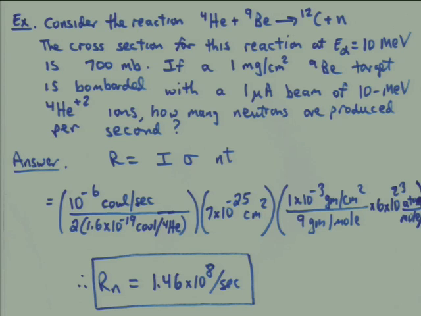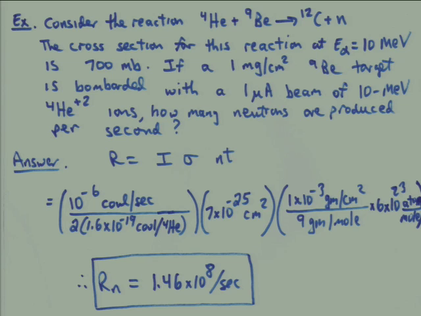Let's just go through a simple example which is closer to the kind of problem you had on your homework already, and see how we use the idea of a total cross-section to calculate something. So I'm going to consider the reaction shown up here. It's the reaction of helium-4 with beryllium to make carbon-12 plus a neutron.